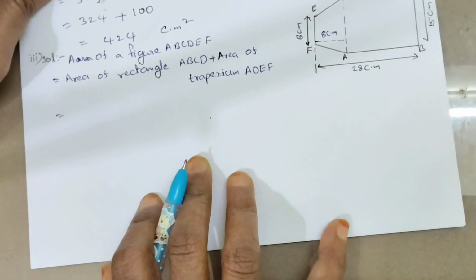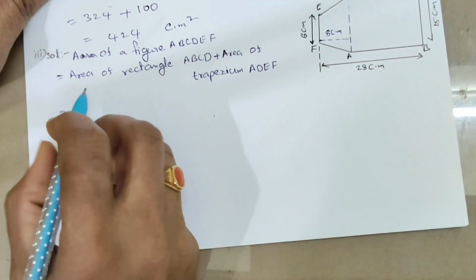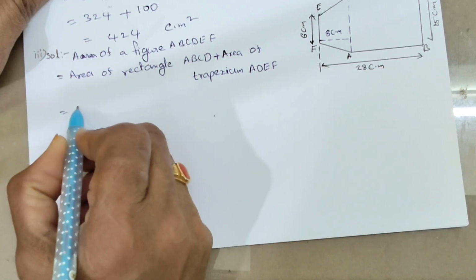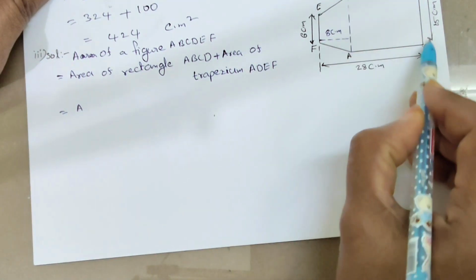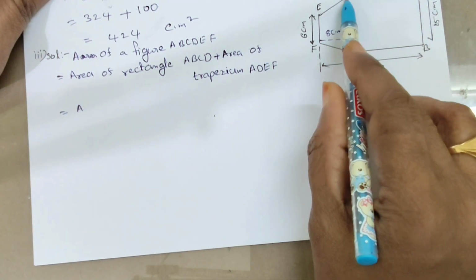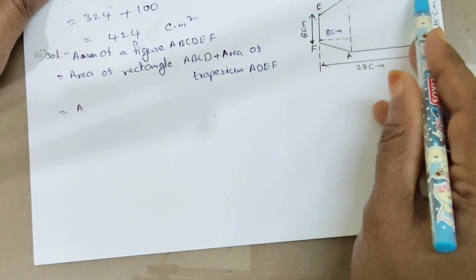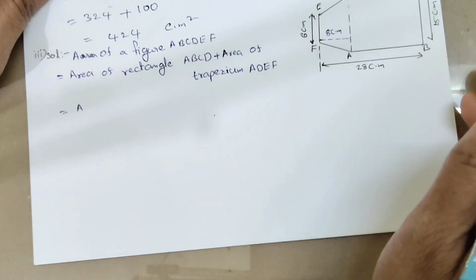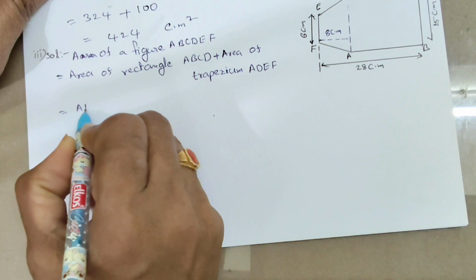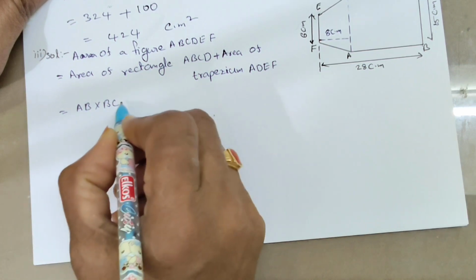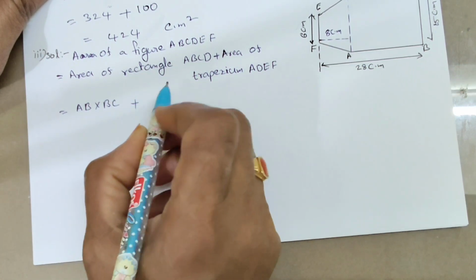Here first we find the first area. What is the first area? Here the rectangle area. Here we know the two sides BC and CD. So here DC equals 20, AB also 20 centimeters. So now here we write AB into BC is the area of the rectangle, plus the area of the trapezium.